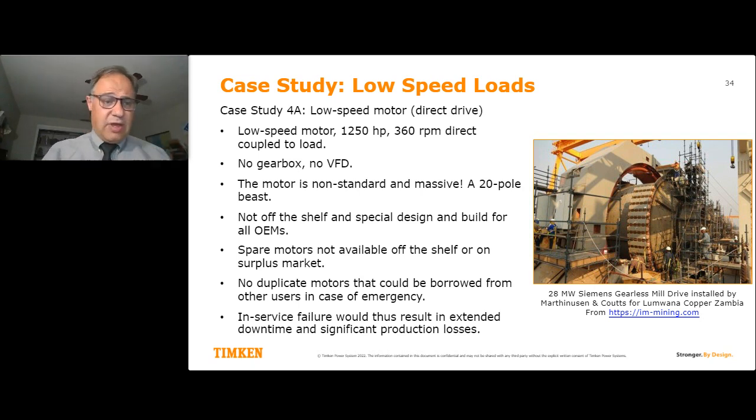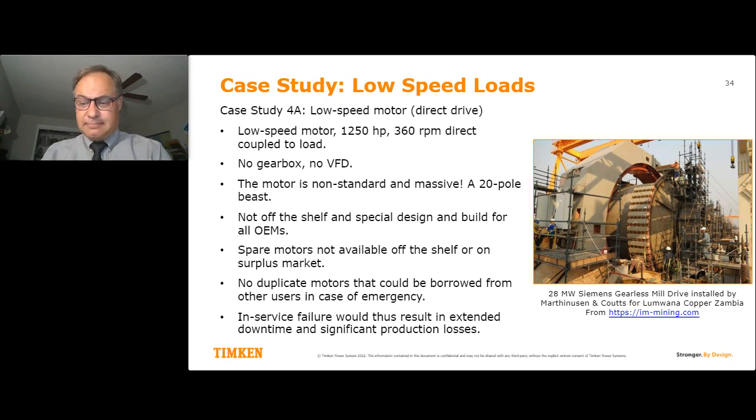There's no gearbox. There's no VFD. It's a non-standard motor. You're not going to get off eBay a 20-pole motor beast in a hurry. It's definitely not off the shelf. It's a special design and a special build for all OEMs. So you will likely not have spare machines available or on the surplus market or someone you can borrow from a plant next door in case of emergency.